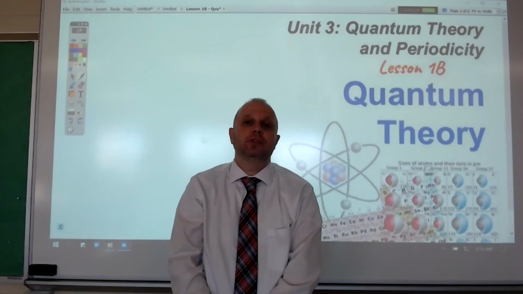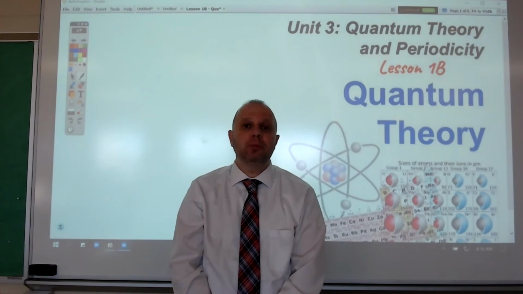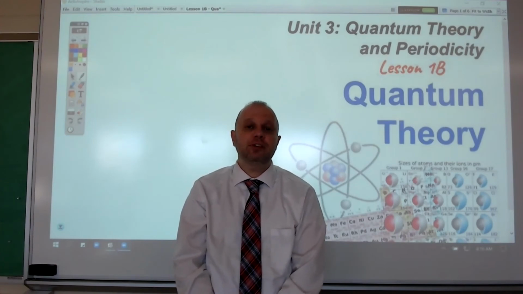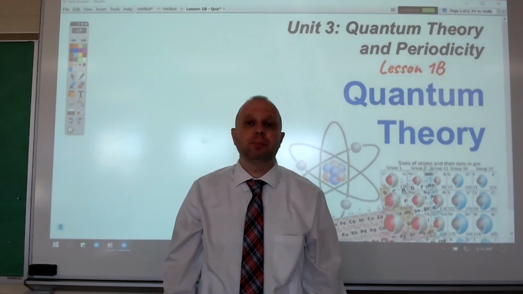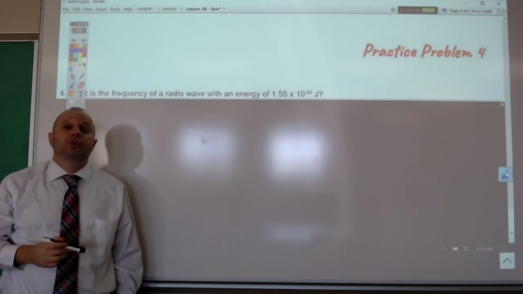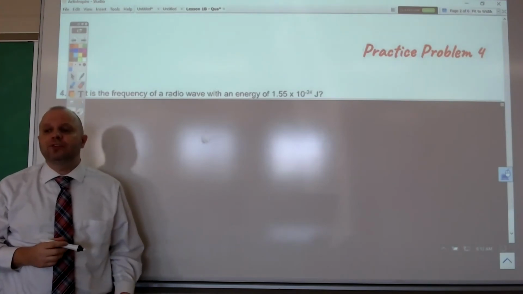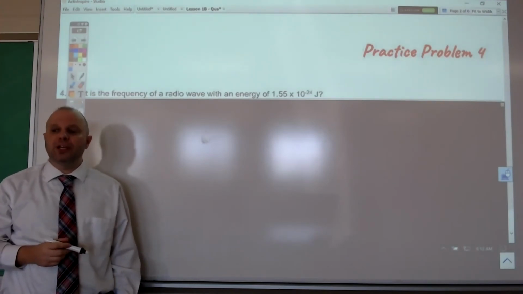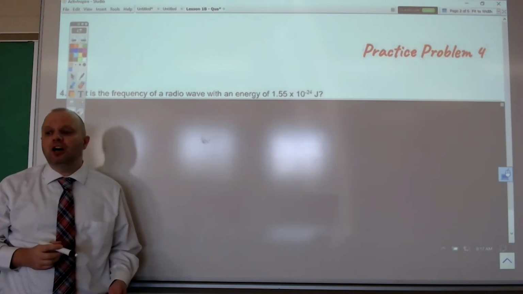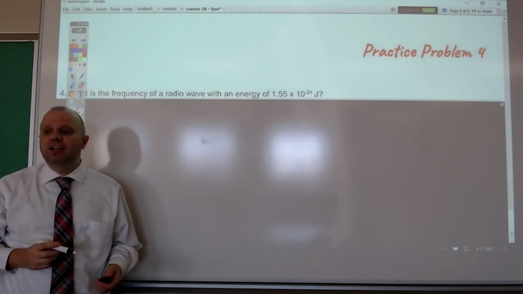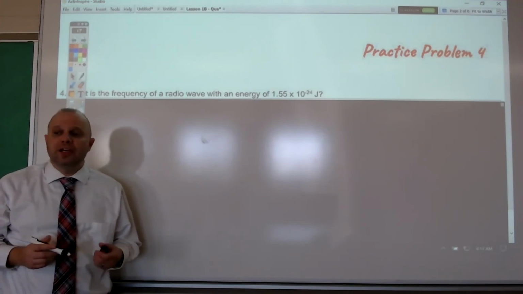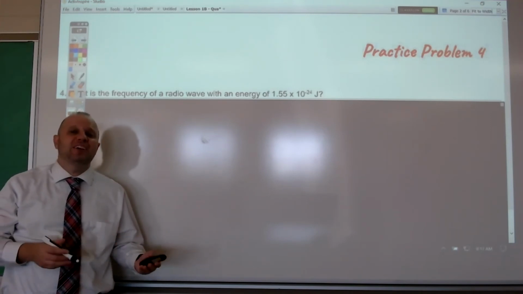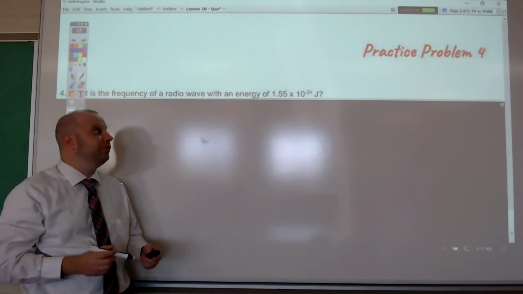Hi everyone. This is a short video to review problems 4, 5, 6, and 7 from the photons and electromagnetic radiation homework. Let's take a look at problem number 4. First, let's look at the question. It says, what is the frequency of a radio wave with an energy of 1.55 times 10 to the negative 24th joules? So, in this case, you're being given energy and asked about frequency.